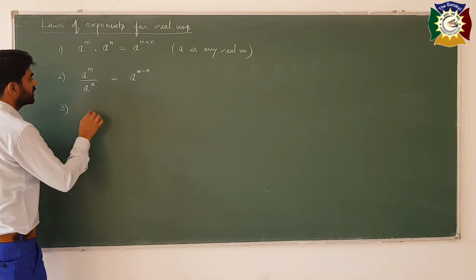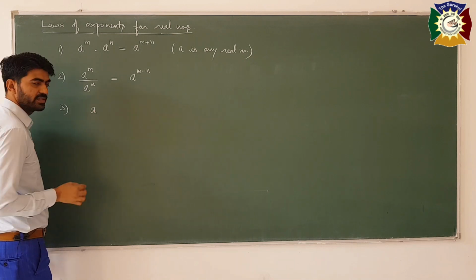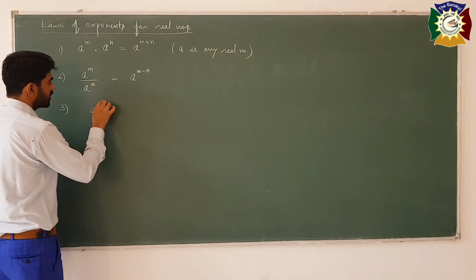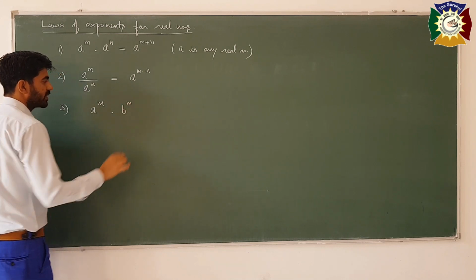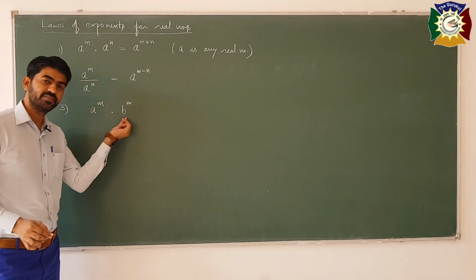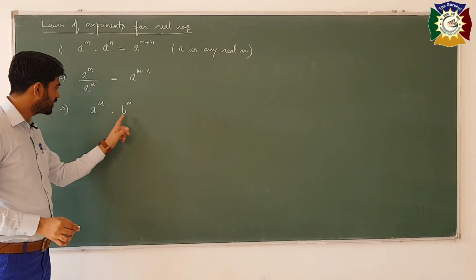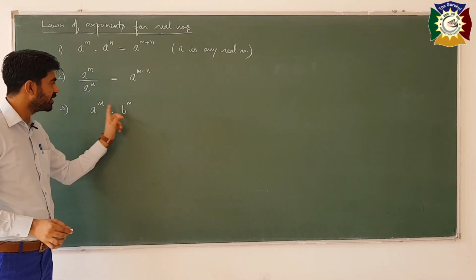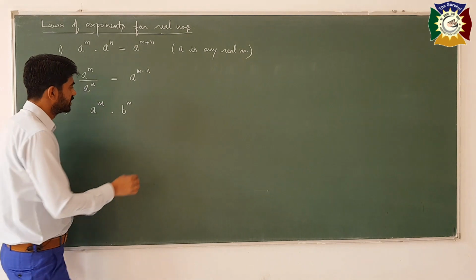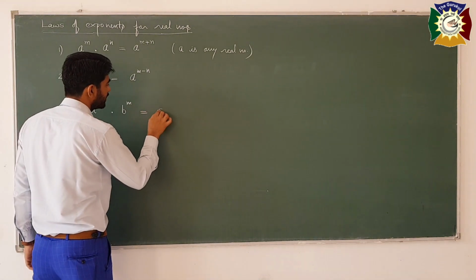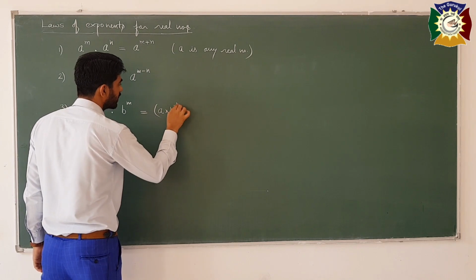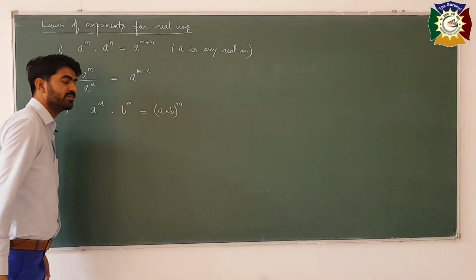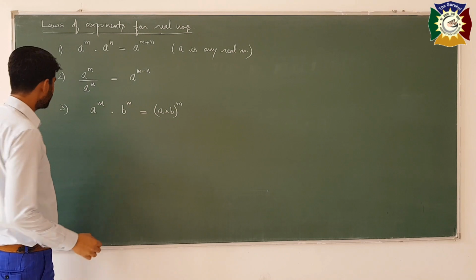Then third, if bases are different, suppose a to the power m multiplied by b to the power m, the bases are different and they are being multiplied but the powers are same. Then the bases will get multiplied, a multiplied by b, to the power m. The power will remain same.